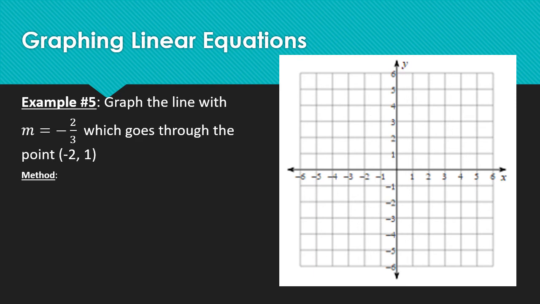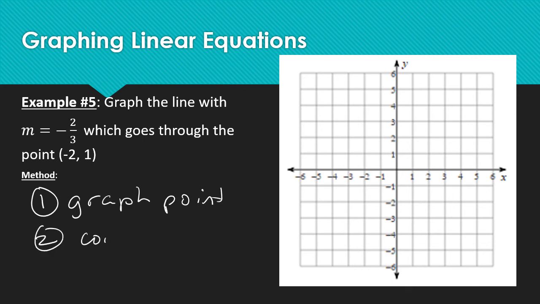So example 5, graph the line with the slope of -2/3, which goes through the point -2, 1. So you either need 2 points to graph a line or you need a point and a slope. So 1, I'm going to graph the point. And then 2, I'm going to count the slope.